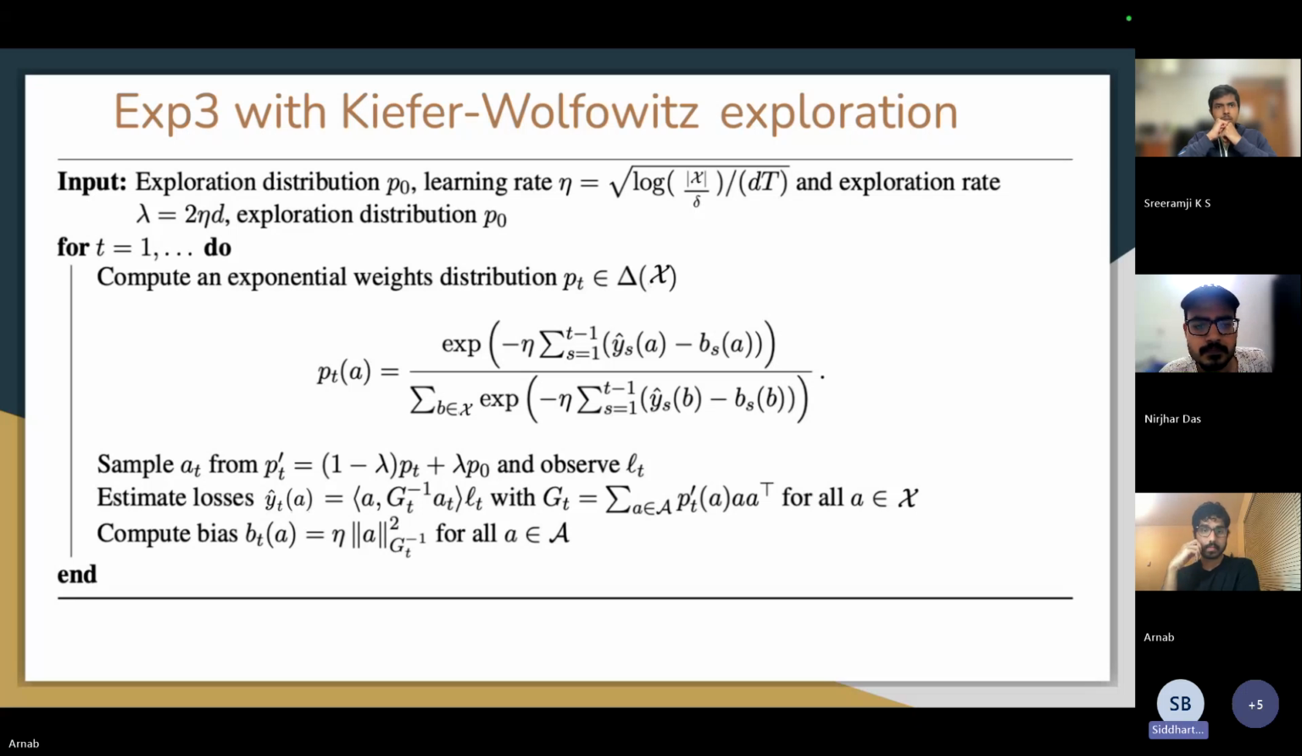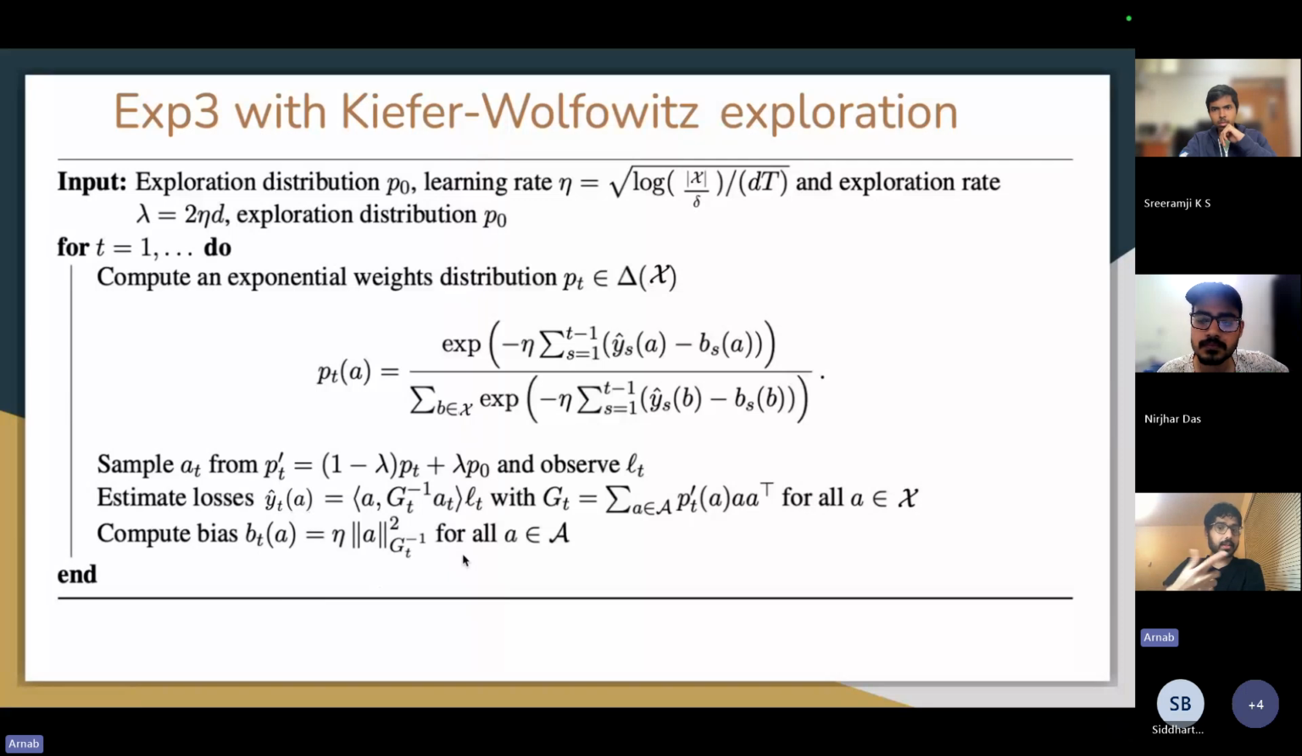GT inverse, so GT is a D cross D matrix, right? That's not going to be an issue, and I believe you can definitely compute this in an approximate manner. The issue, in my opinion, comes not in this part, but in actually sampling efficiently from this distribution, because of this bias term which is quadratic in nature.